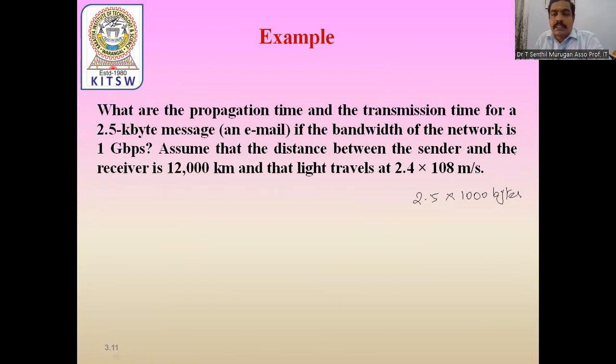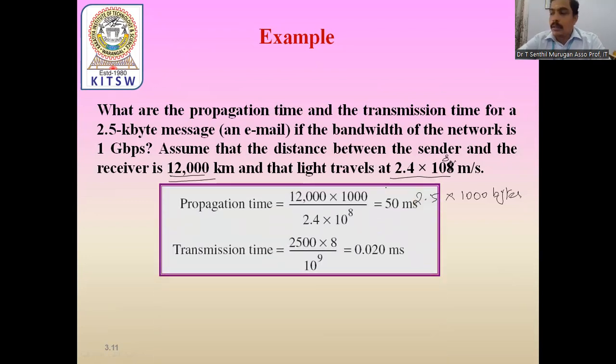Assume that the distance between the sender and the receiver is 12,000 kilometers. Okay. And that light travels at 10.8, 10 power 8. So what is the formula we have to calculate? Simply we can use that formula. We know that 12,000 into 1000, because kilometer will be converted into the meter.